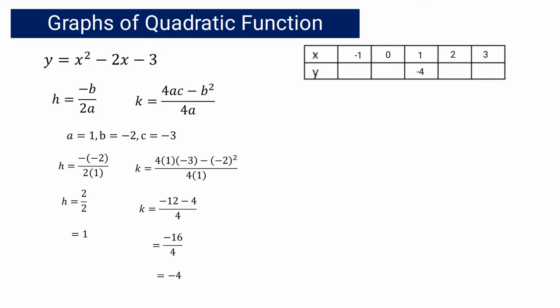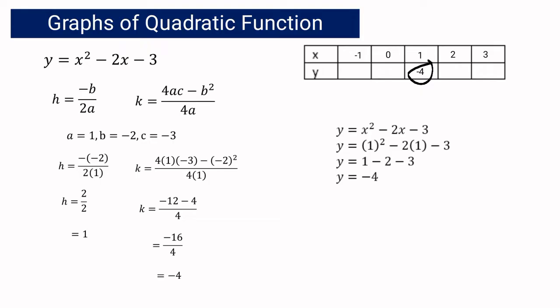And to get the value, we have here negative 4. Where did we get this? Because this is the value of k. If you have the quadratic function and you use the value of h as the value of x, which is 1, the value of y becomes the value of k. So in here, again, this is the value of h and this is the value of k. Let us now complete our table.